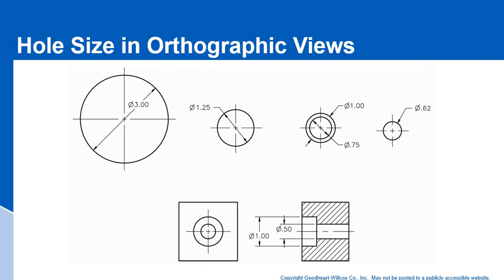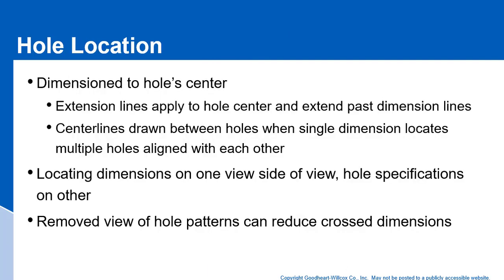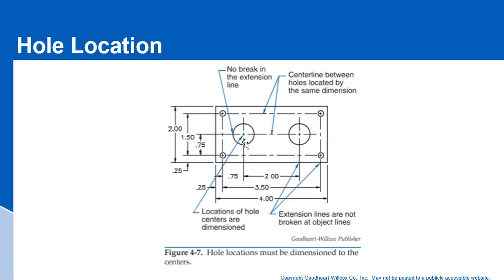Okay, so holes also have locations. Hole locations are dimensioned to the center of the hole. Extension lines apply to the hole center and extend past the dimension lines. Center lines are drawn between the holes when a single dimension locates multiple holes aligned with each other. Let's take a look at that. We have a center line between the locations here. Because what we're doing is locating both of these holes with this 0.75 dimension.